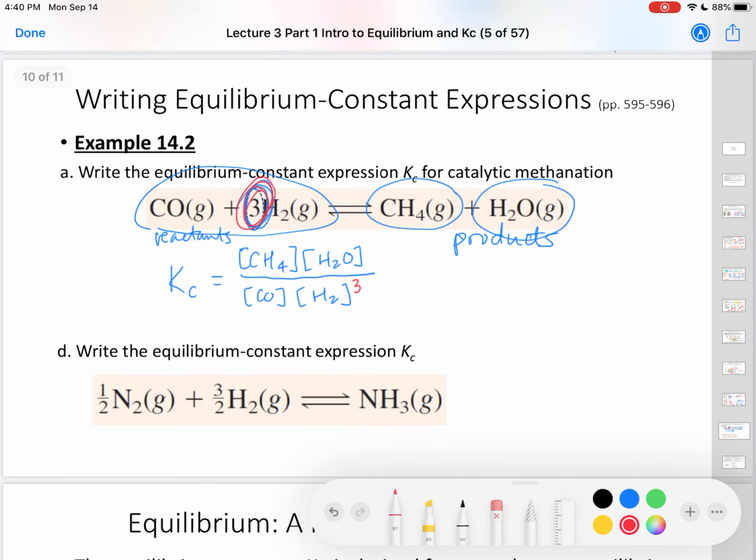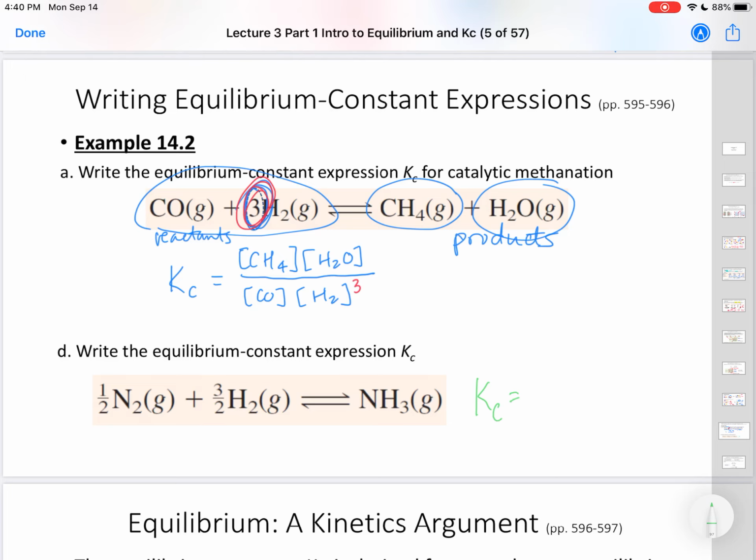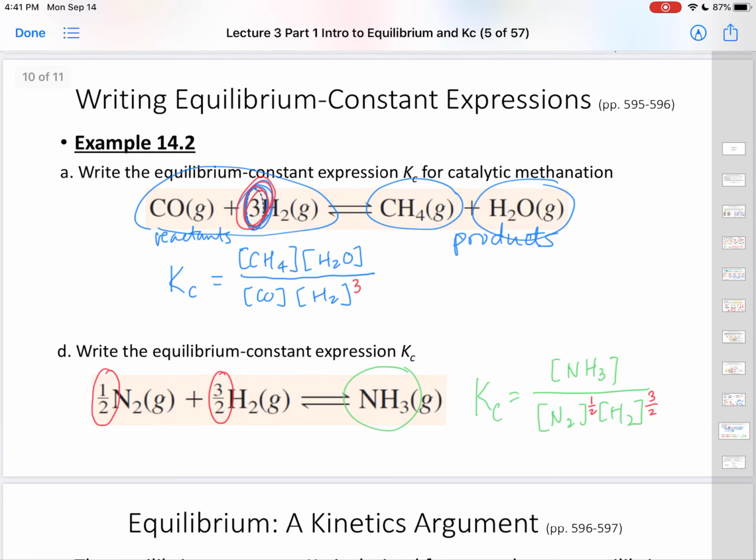Okay. If you want, you can pause the video and do the next one by yourself, and then you can unpause it to see if you get this right. Okay, so hopefully you've practiced and done this one. Let's see if you did it correctly. Kc is equal to the product. In this case, the product is the NH3. And your reactants are your N2 and your H2. Okay. Again, very important to keep in mind that you have 1/2 in front of the N2, so you're going to put that as an exponent, and 3/2 for the H2. Okay.